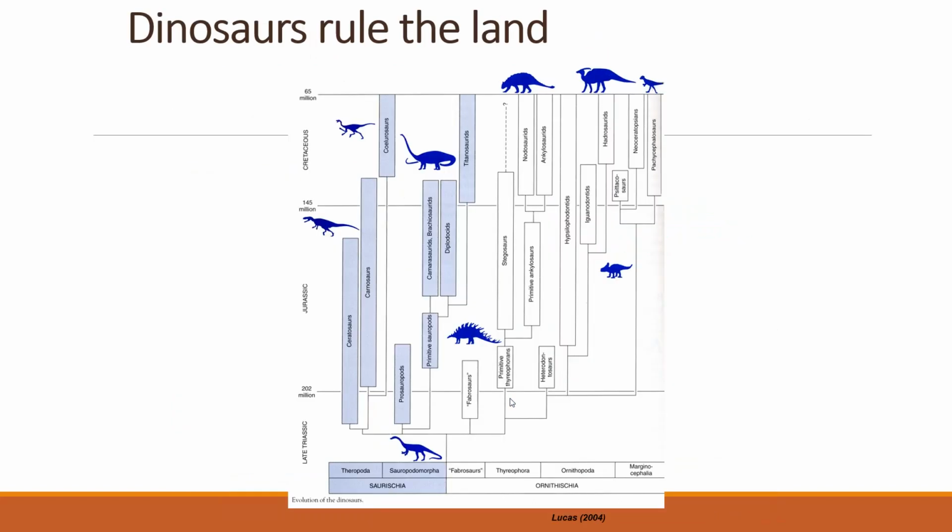Throughout the Mesozoic, we are going to see that dinosaurs are going to rule the land. They will cover all of the niches, which means they will take every sort of evolutionary path they can. So there's a dinosaur for everything. They dominate the Earth throughout all of the Mesozoic.